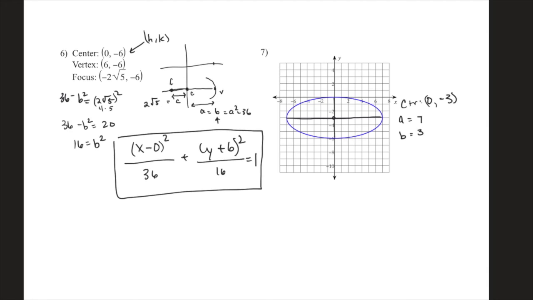I could find C if I really wanted to, but remember, I don't need to. I've got a horizontal graph, which means I have a horizontal major axis. So it's going to be x, or just x squared in this example, divided by 49, because it's running like the x-axis, plus y minus negative 3 squared over 3 squared, which is 9. That's going to be equal to 1.